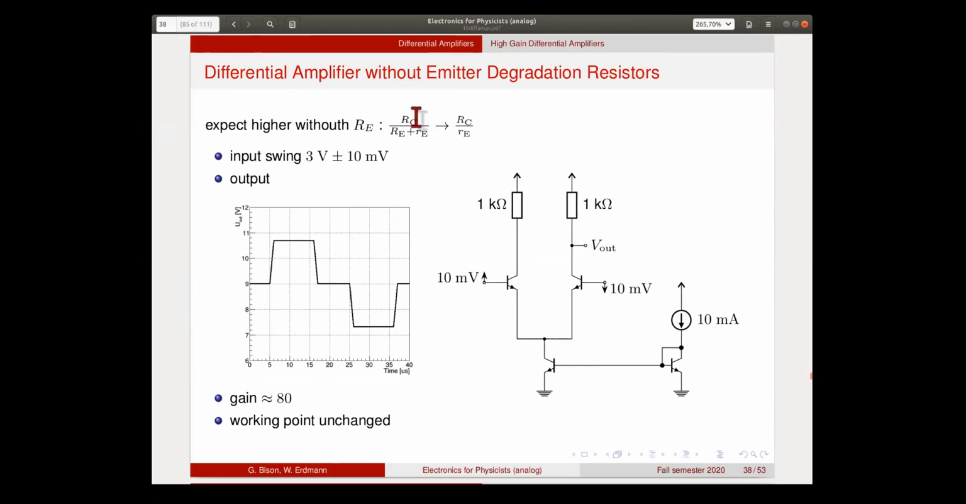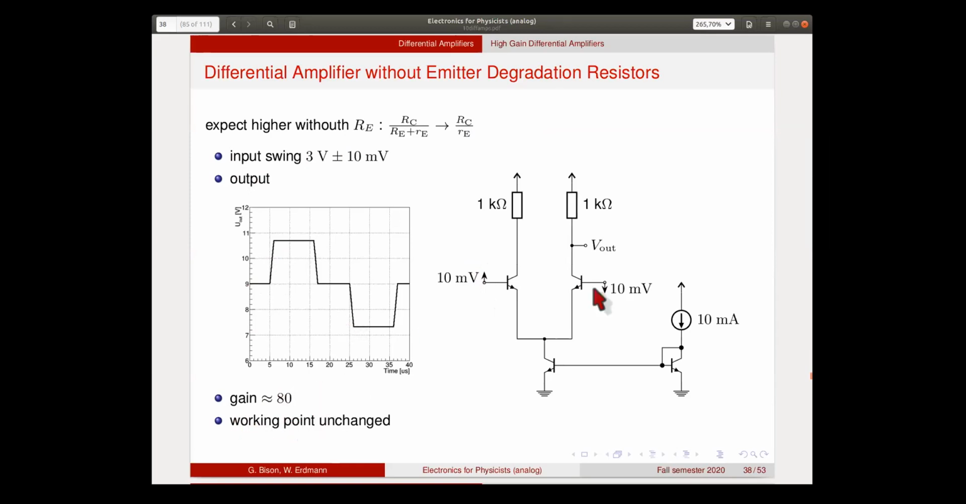Because now we go from RC over RE basically to RC over little re, so the built-in emitter resistance, which is 1 over gm essentially. So now we do the same simulation, but we do a much smaller input swing because we expect much more gain. So now it's 10 millivolt input swing here. One goes up 10 millivolts, the other one goes down 10 millivolts, and the output now is again roughly 2 volts. So the gain now is about 80.